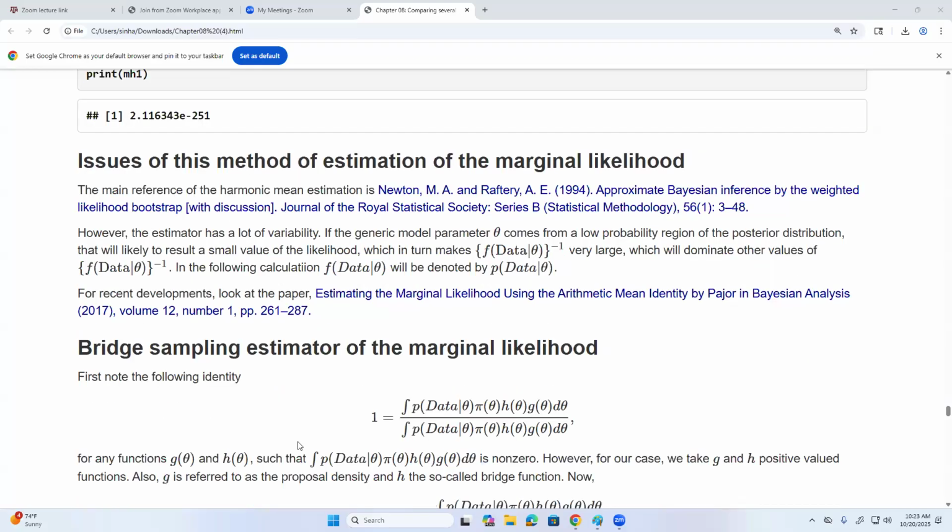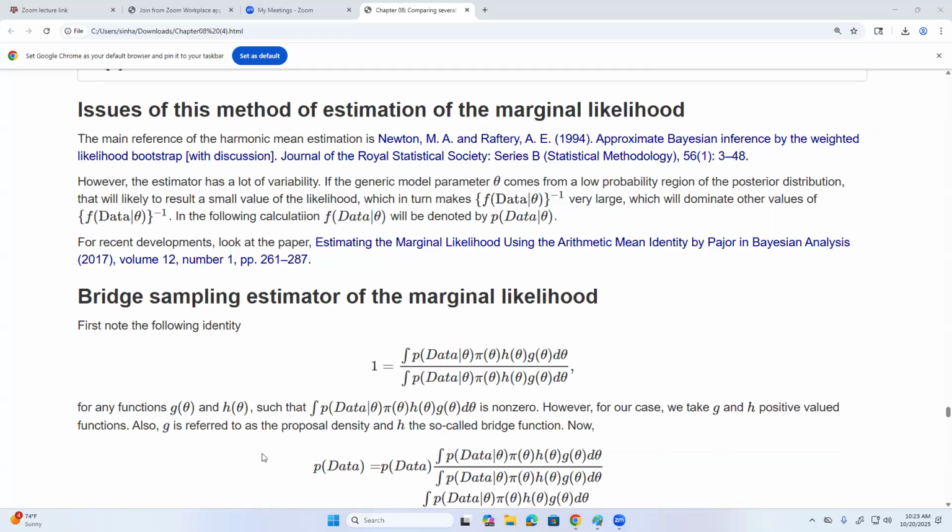And the key result of bridge sampling is that for its application, we need two things. One is the proposal distribution, and the other one is the bridge function. So if we choose these two things properly, then we will have a better estimator. Better estimator in the sense of lower variance.